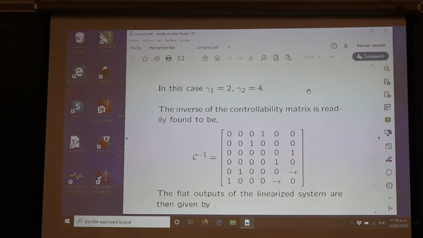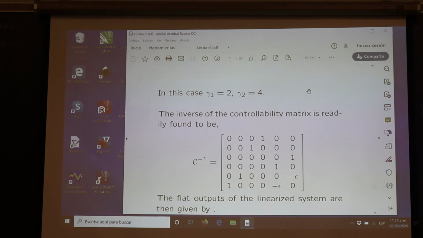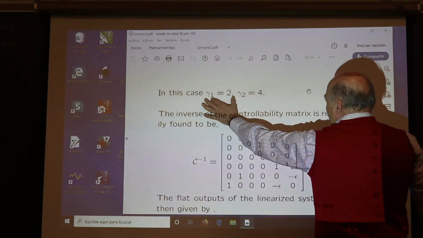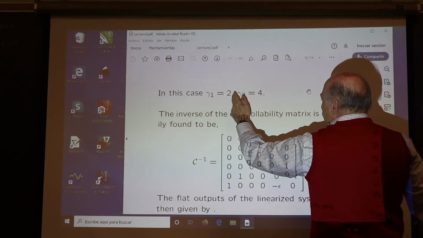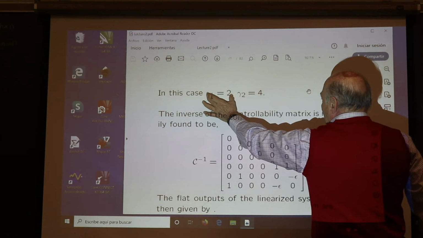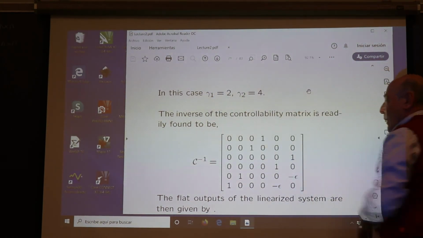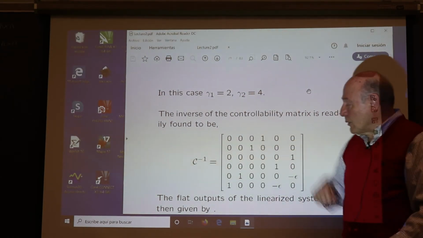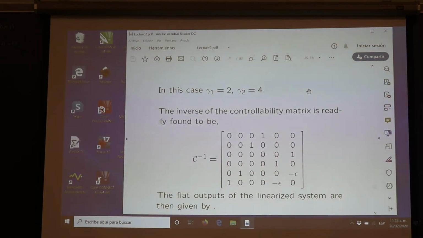Now you take the inverse of the controllability matrix and you multiply it by the Kronecker matrix that contains zeros and ones. In the first column you will have 0, 1, and the rest will be zeros. And then 2 and 4 is 6, so you will have 5 zeros, a 1, and that will be the Kronecker matrix. That multiplied by the inverse of the controllability matrix times the state gives you the flat output.